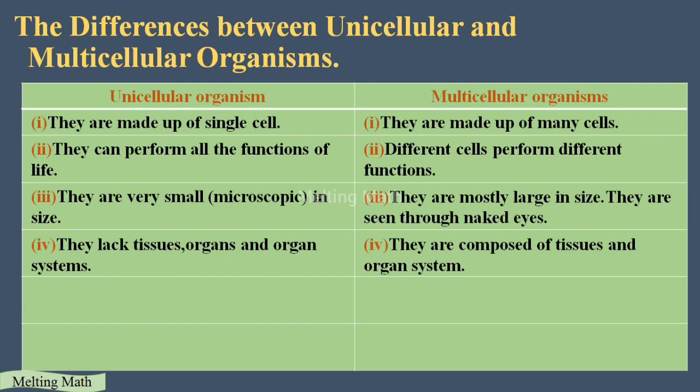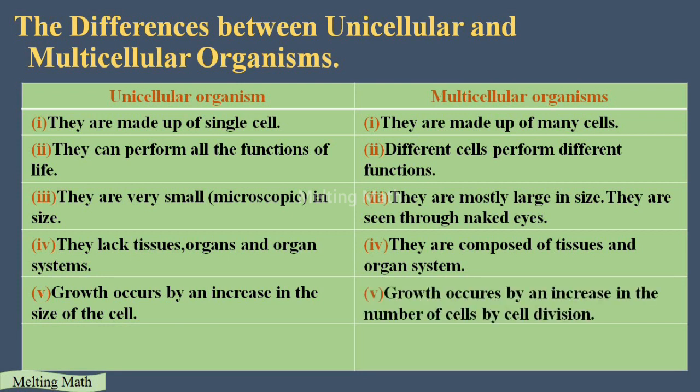Okay, let's see the next point. In a unicellular organism, growth occurs by an increase in the size of the cell. It's only a single cell, so when the cell increases its size, the size of that organism also increases. But in the case of a multicellular organism, growth occurs by an increase in the number of cells through cell division. Cell division is nothing but one cell breaking up and forming two or three cells. That's what we call cell division.